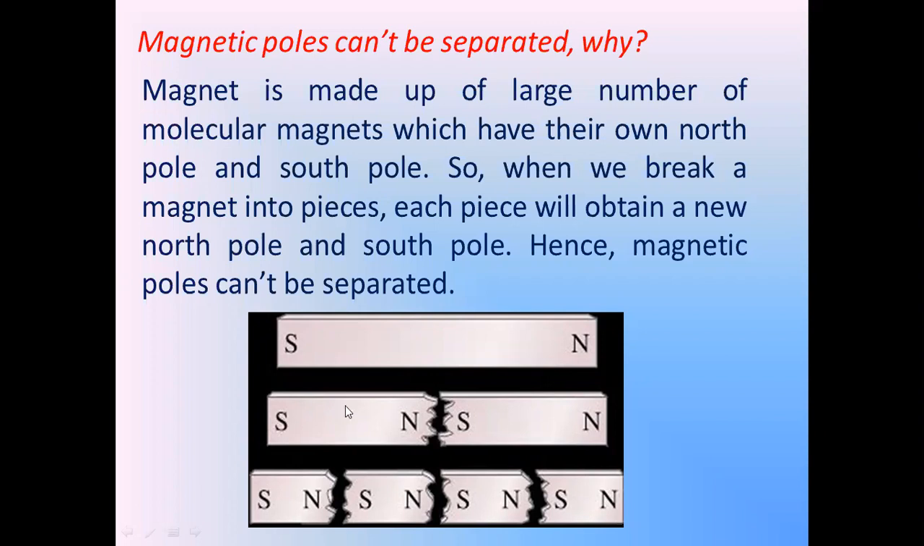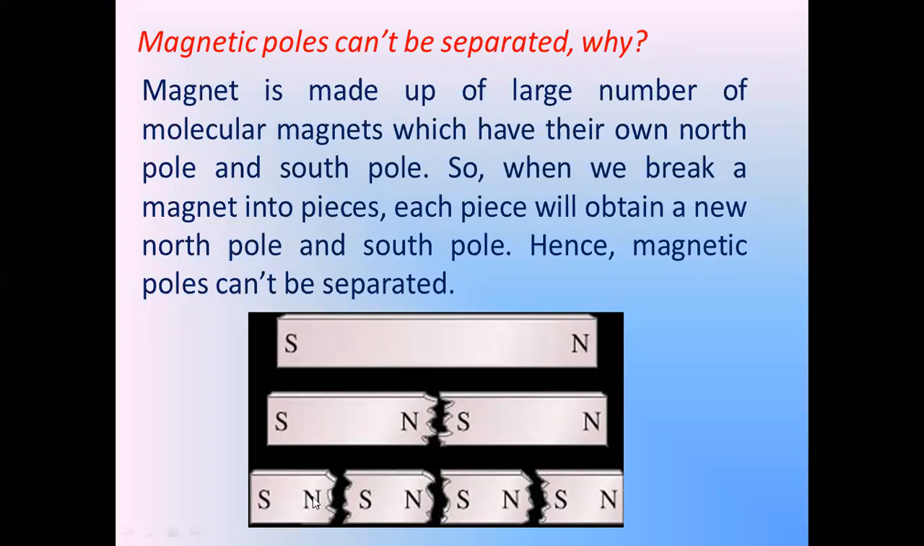what happens is that where we break it, a new north pole will automatically come. Like you can see, where there is south, a new north pole will come, and where there is north, a new south pole will come. So in this way two different poles have arisen. Here too it is the same: when you break this, where there is south, a north pole is produced automatically, and where there is north, a south pole is produced.